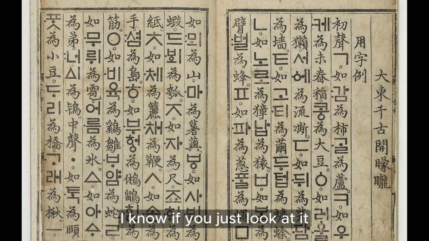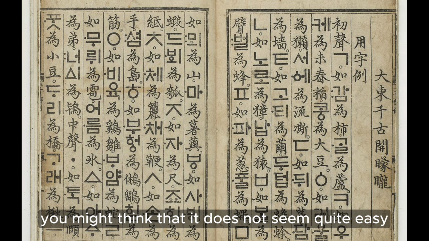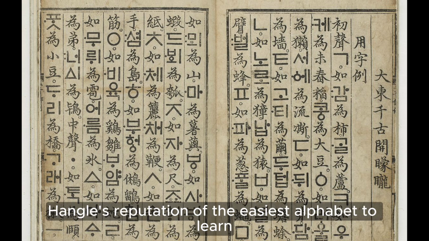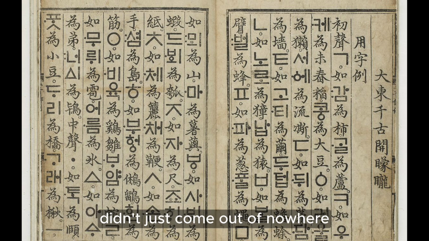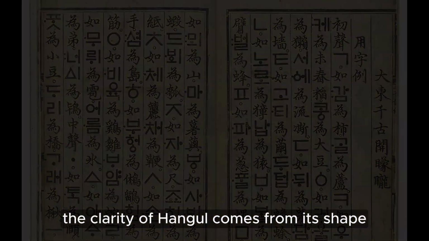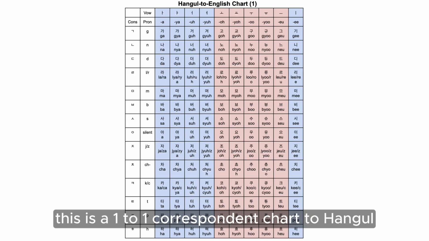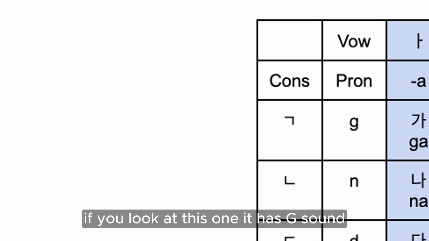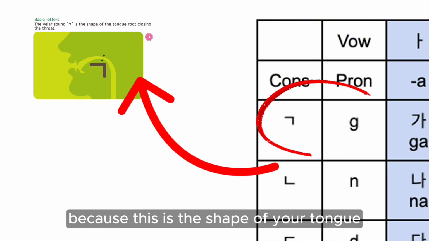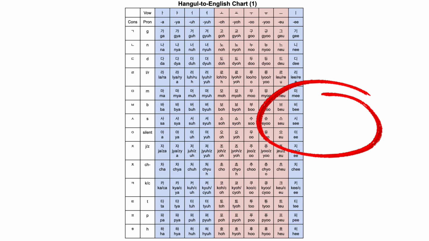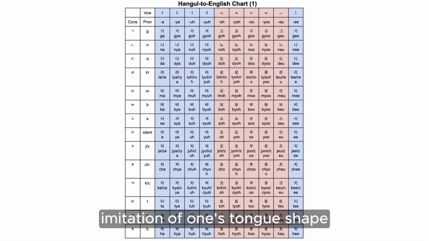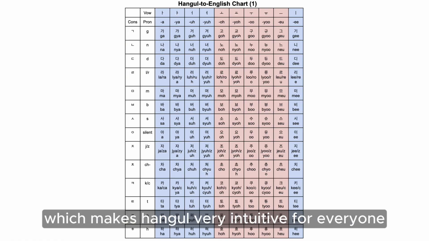King Sejong of Korea invented a whole new alphabet, Hangul. I know, if you just look at it, you might think that it does not seem quite easy at first glance. But trust me, Hangul's reputation as the easiest alphabet to learn didn't just come out of nowhere. The clarity of Hangul comes from its shape. Let's take an example. This is a one-to-one correspondence chart of Hangul to the English alphabet. Here, if you look at this one, it has a G sound. How do we know this? Because this is the shape of your tongue when you pronounce G. Every single Hangul letter was created through this imitation of one's tongue shape, which makes Hangul very intuitive for everyone.